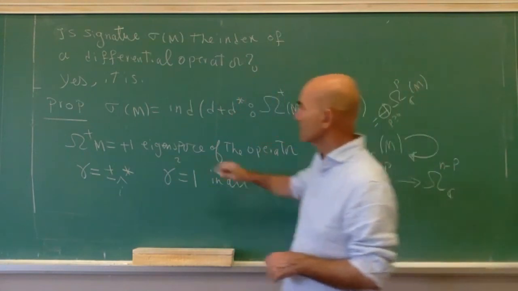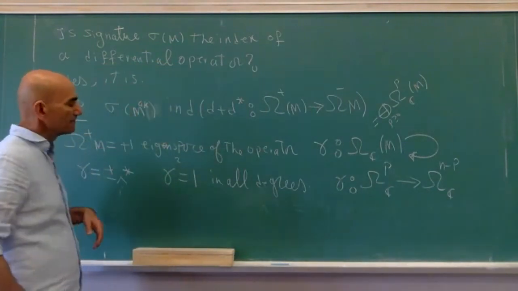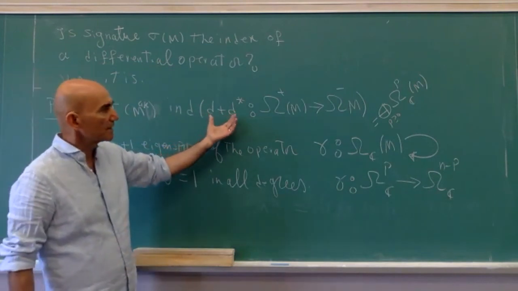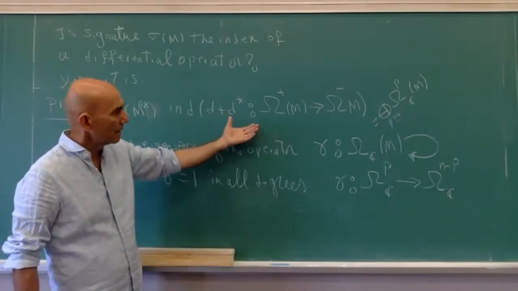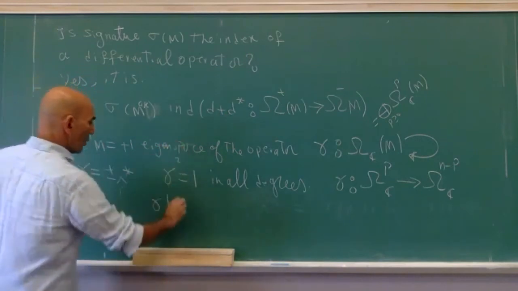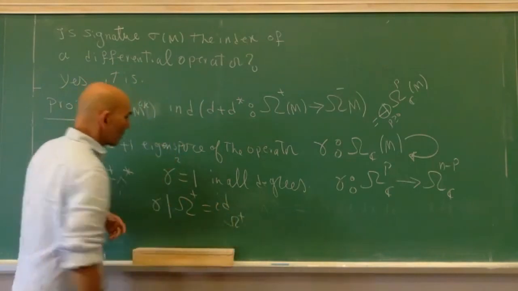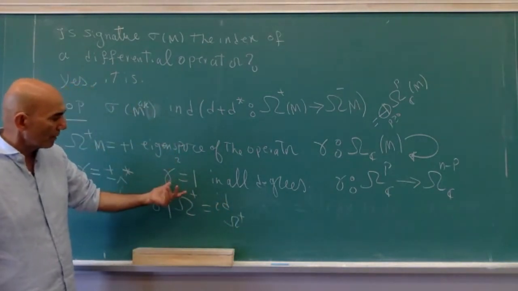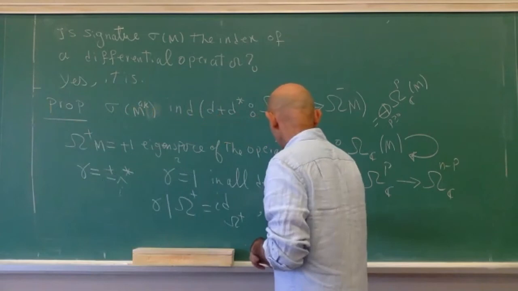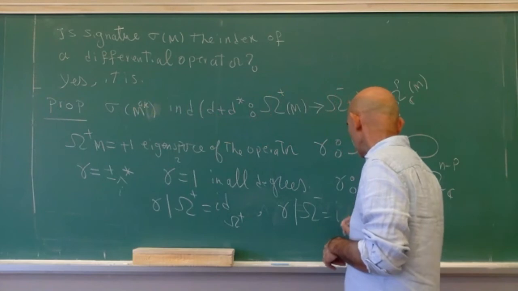Okay, so this is a 4K dimensional manifold. Let me emphasize that. Once we define this precisely, we're going to see using Hodge theory that indeed that's the case. So gamma restricted to omega plus is equal to the identity on omega plus, because gamma squared is 1, so there are two eigenvalues, 1 and minus 1. There's one eigenspace, and the other one, gamma restricted to omega minus is equal to minus the identity.